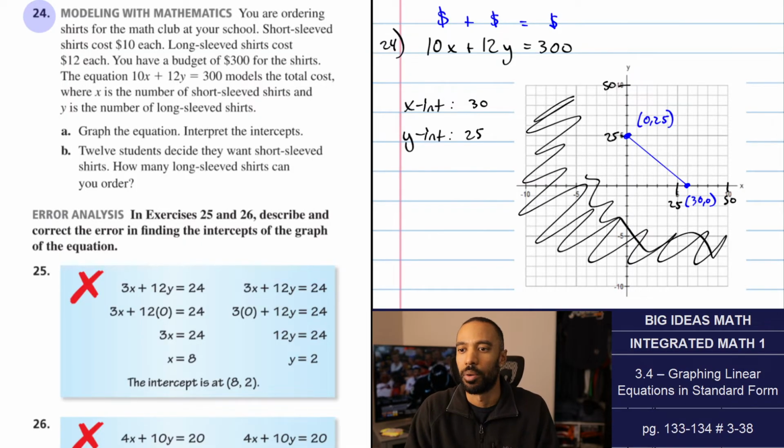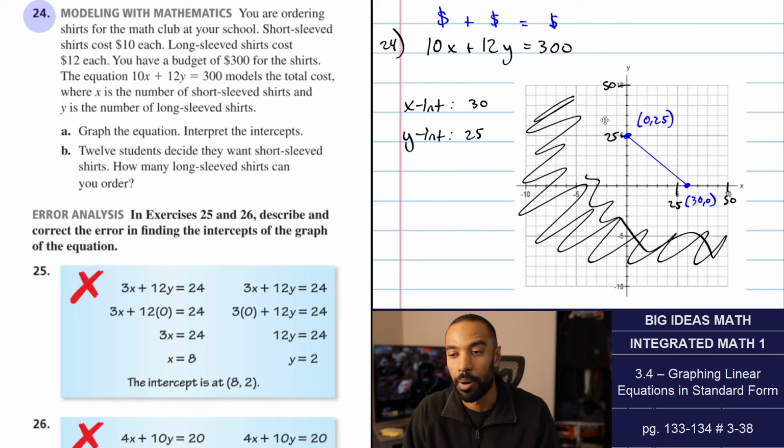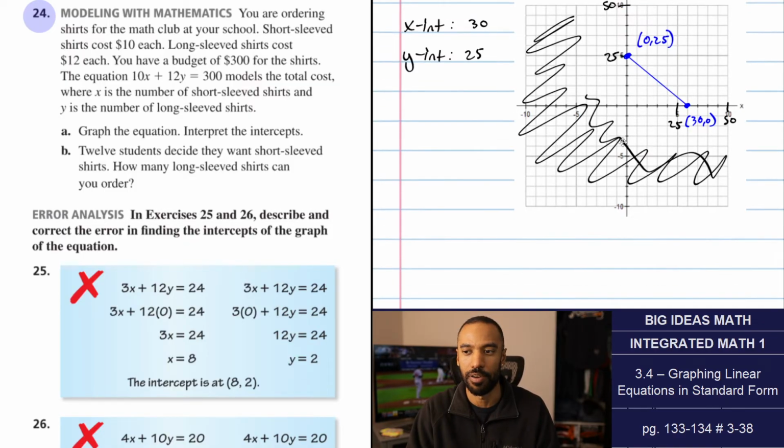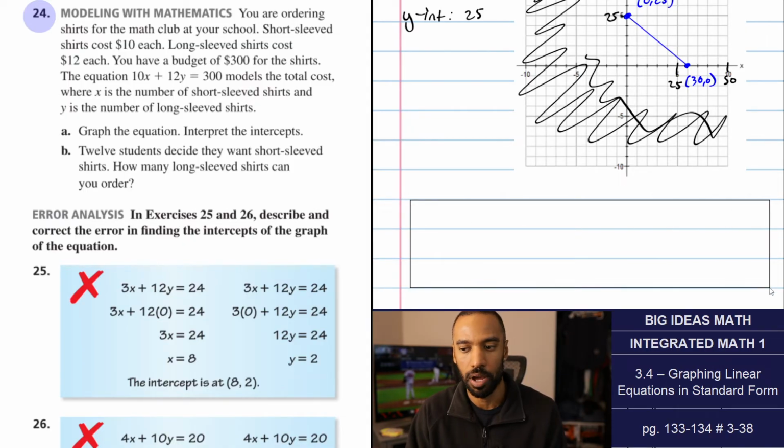Interpret the results. So with this thing here, we have a budget of $300. We could buy all short sleeve shirts, and we could buy up to 30 of them. No long sleeve. Or we could buy all long sleeve shirts and buy 25 without any short sleeve shirts there. So that's what the intercepts are interpreting. It's not saying we have to. I'm just saying those are options.